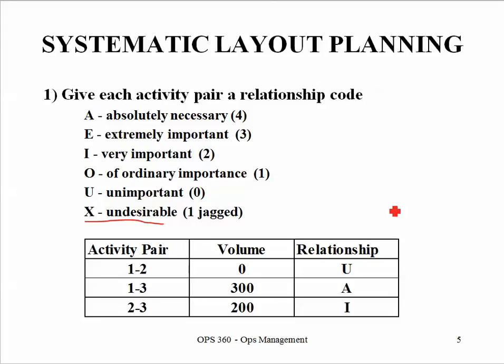Well, I want to get this information in graphical format because I want to make use of the planner's visual pattern recognition abilities. So I'm going to represent each A relationship with 4 lines between those activities in the diagram. The I relationship is going to get 2 lines. U relationship gets no lines. And these are the number of lines or type of line that are given to the other relationships. But again, in our simple example, we've only got 3 relationships.